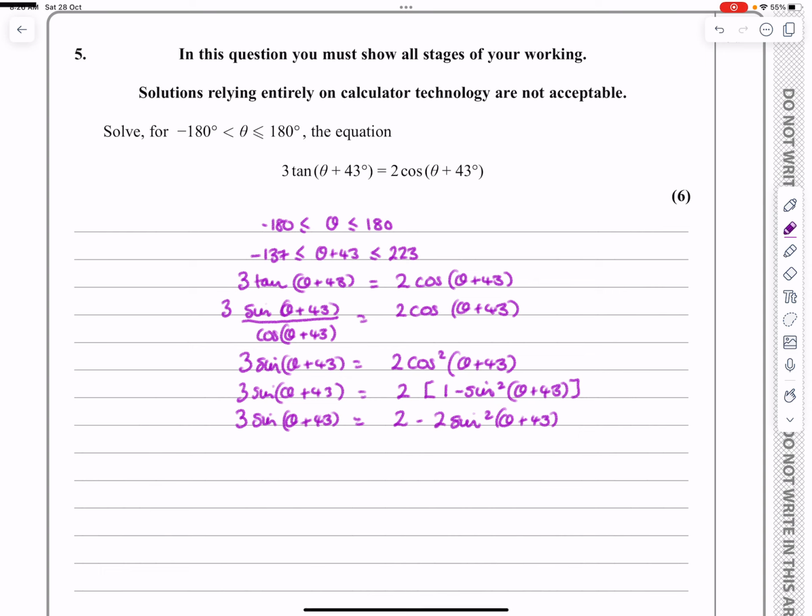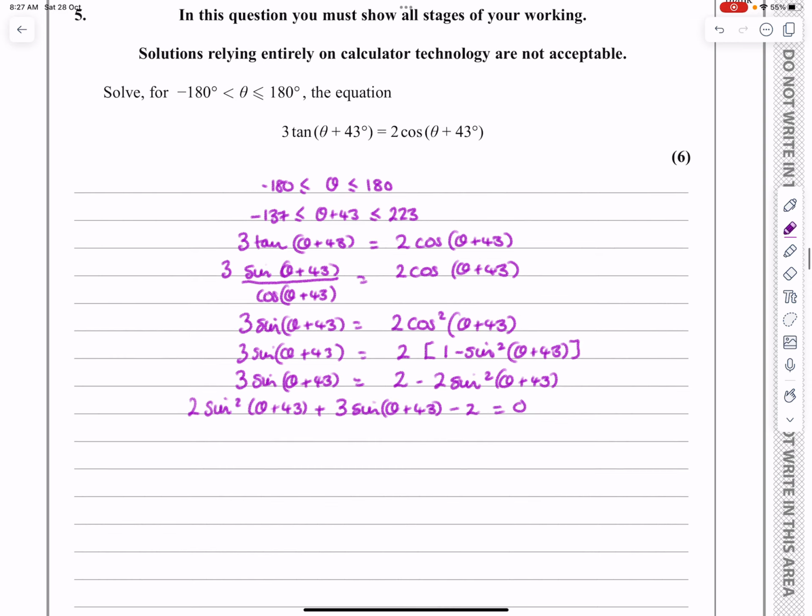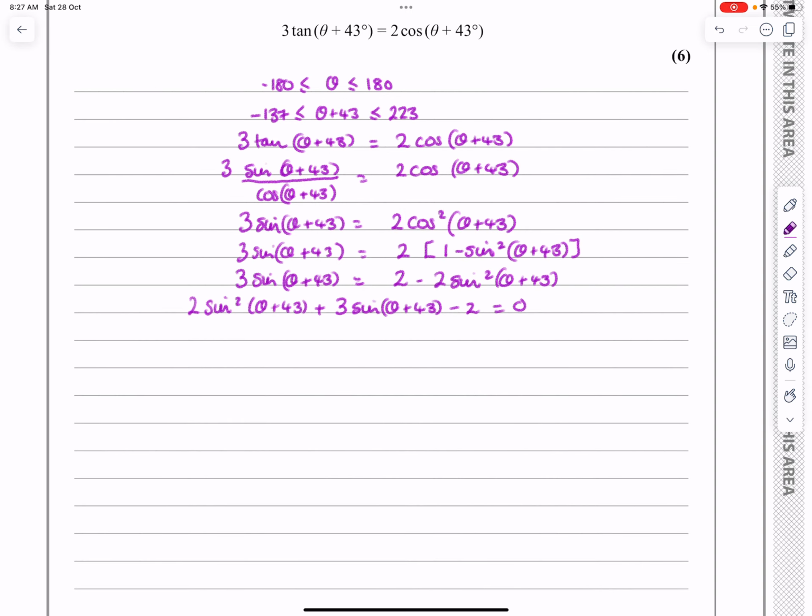I can now get everything onto one side and I've got a quadratic. I'm going to have 2 sine squared (theta + 43) plus 3 sin(theta + 43) minus 2 is equal to 0. So that's just a simple quadratic to be able to solve. I'm not going to, but if you wanted to write it as 2x squared plus 3x minus 2 to then go ahead and solve it, you can do that and then see whether we need to use the quadratic formula or whether we need to factorise. It is factorising. It's (2x minus 1)(x plus 2).